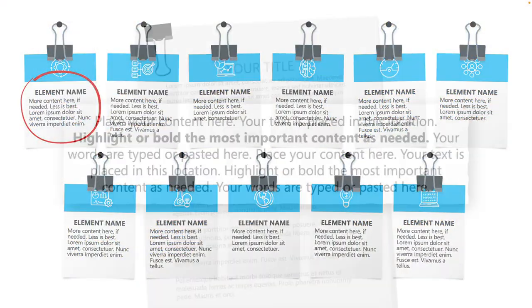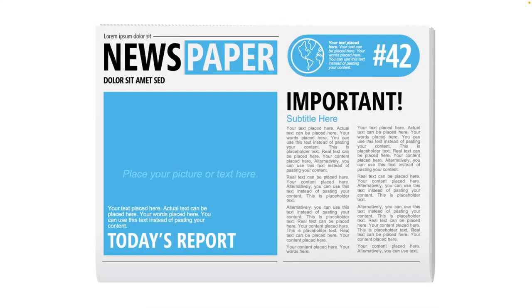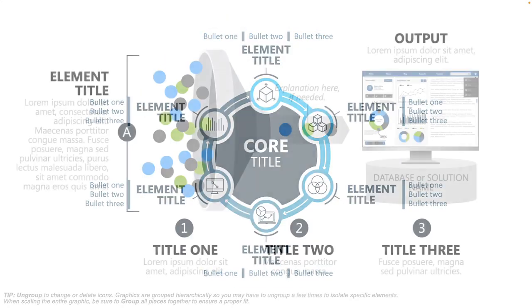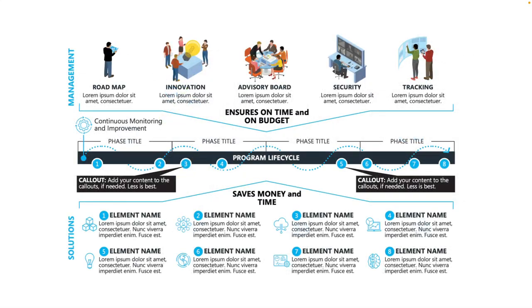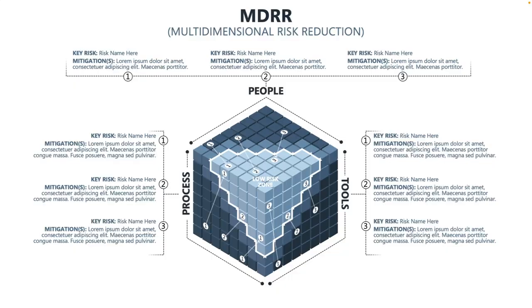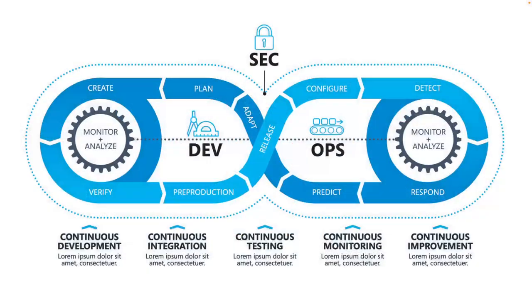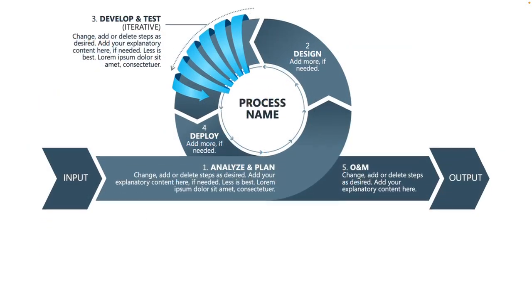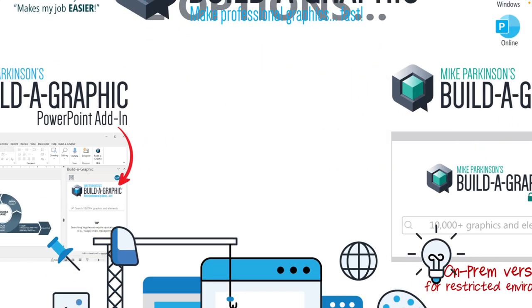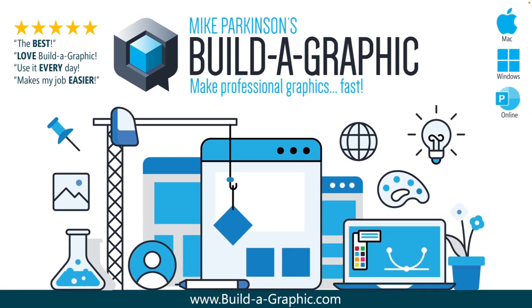And the library is constantly growing. It's constantly evolving. The more we learn, the more we change and modify these graphics and the keywords to help you find what you want. Now, there are two versions of the software. There's the PowerPoint add-in version, and then of course there's a version called Build-A-Graphic Local. It is an on-premises version for restricted environments, and both of them do the same thing, and that is helping you make professional graphics fast.